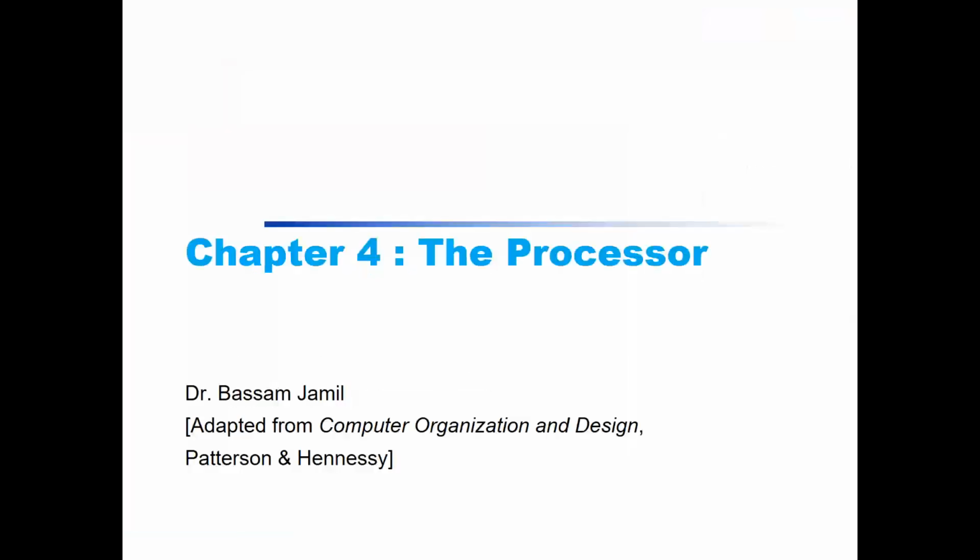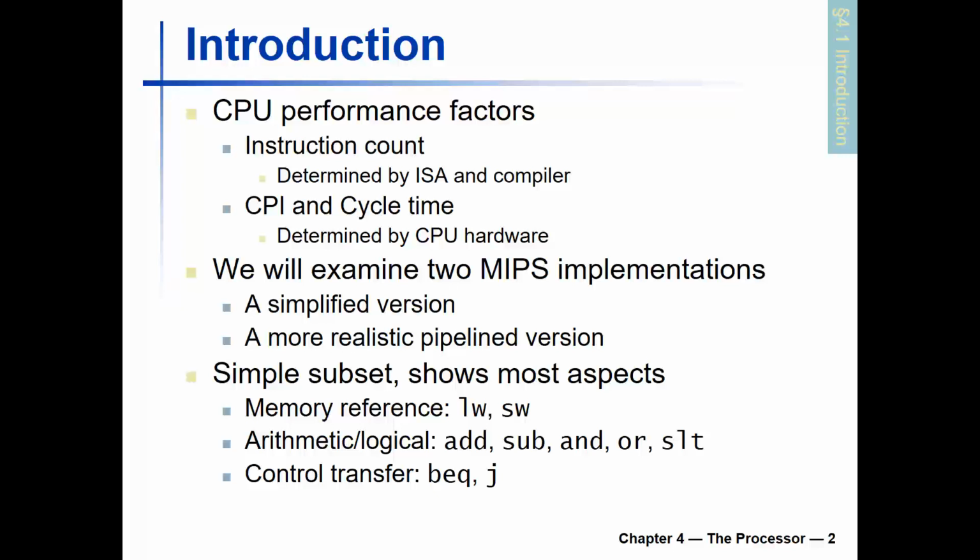In this chapter, we are going to talk about the design of the processor, the detailed design of the processor, in particular, the sequencing of events that happens in the microprocessor. And for that, we are going to assume a simple subset of instructions. We will design a MIPS processor, but we will use a subset of the MIPS instructions.